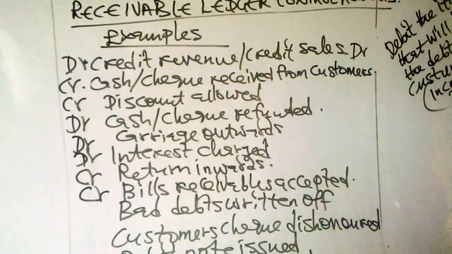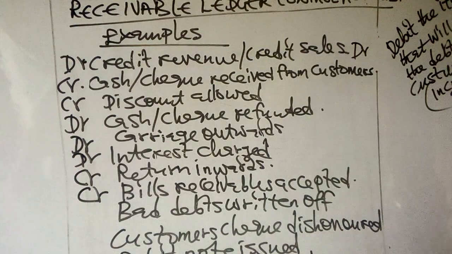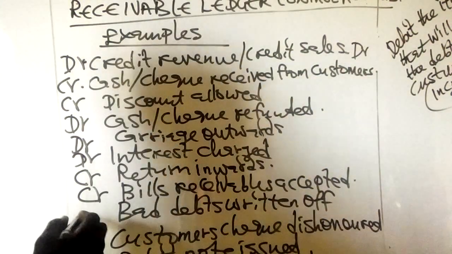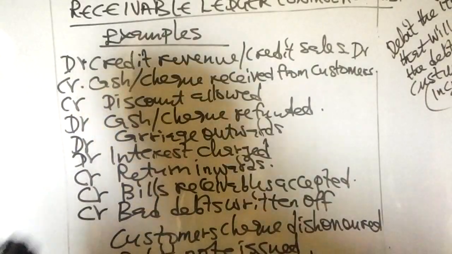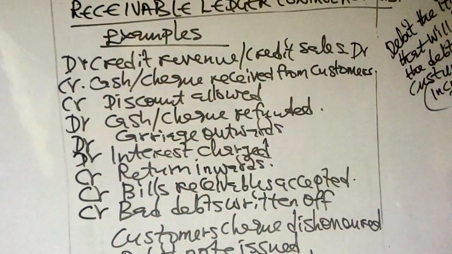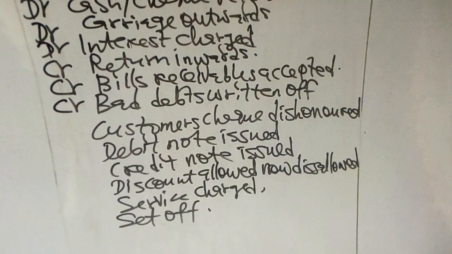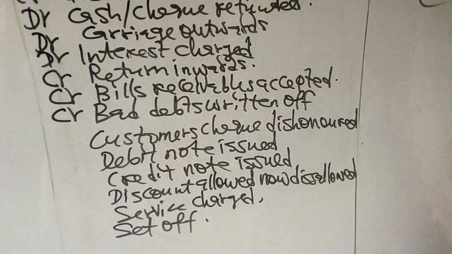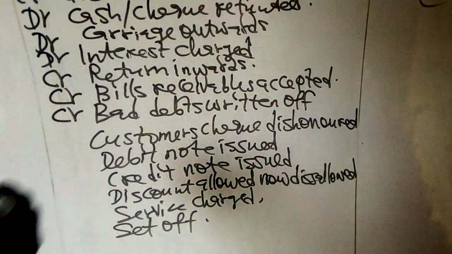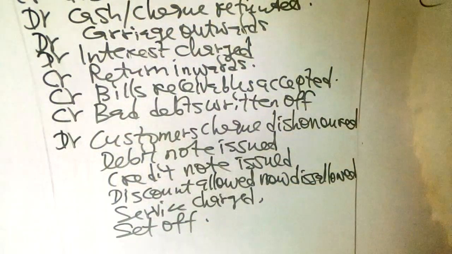Bad debts, where some debts owed by the customer are irrecoverable, where those debts cannot be recovered. So the bad debts mean the amount the customers are owing will reduce, so you credit it. Then customer check dishonored, where certain checks were dishonored. So the amount the customers are owing will increase. So you debit the check dishonored.